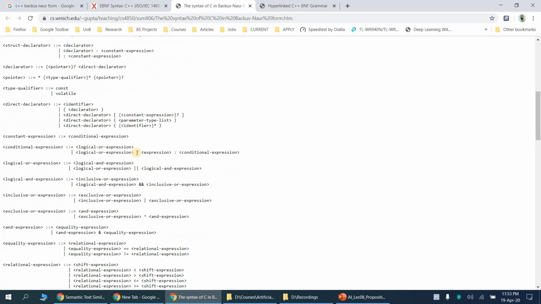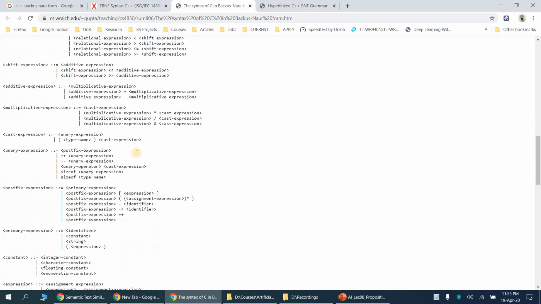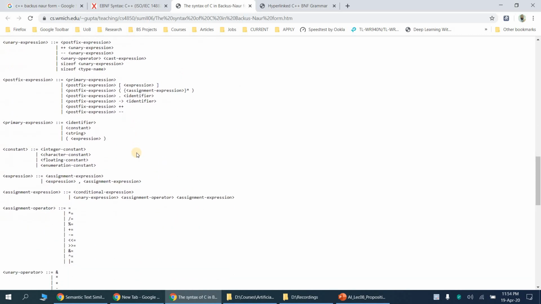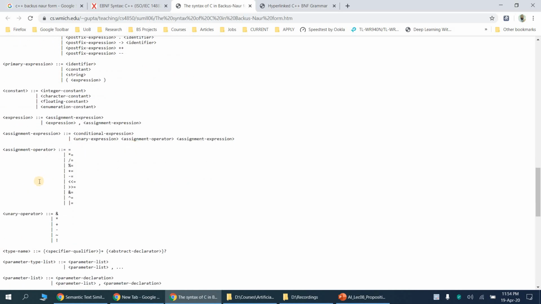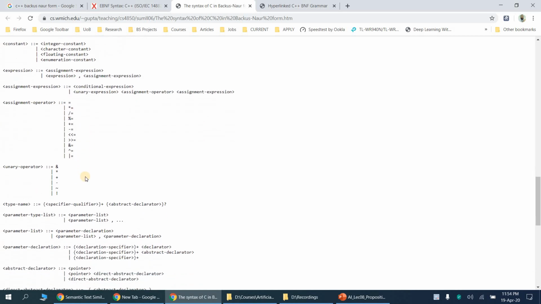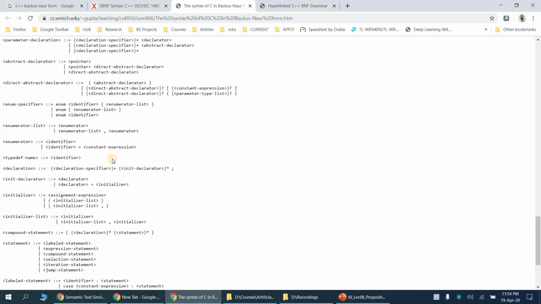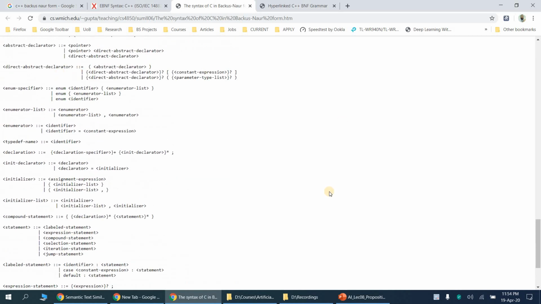It will show you how you can use the language, and someone who is using the language. For example, here if you want to use the assignment operator, how you can use simple equal to, or multiply equal to, or divide equal to, all these are allowed. So this is how the language is defined itself.